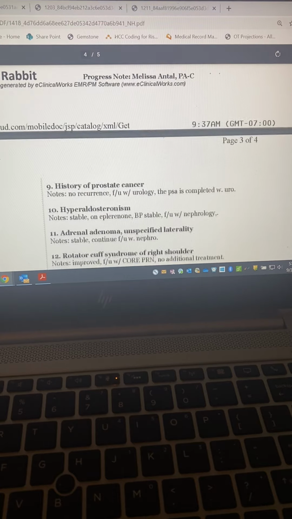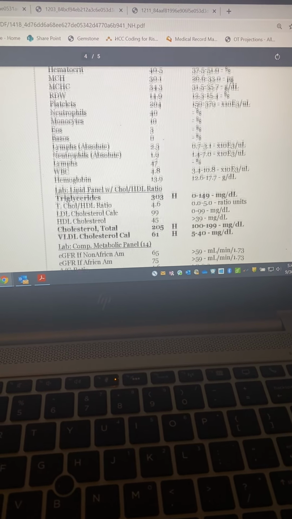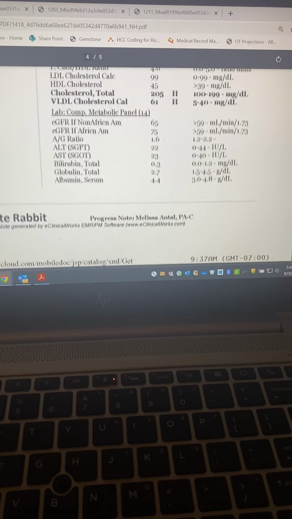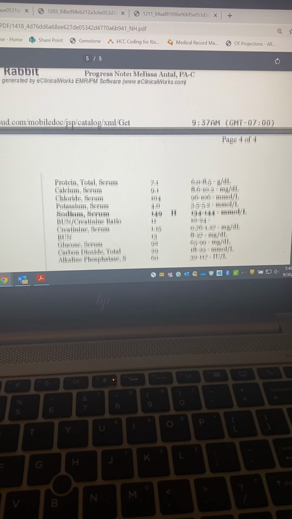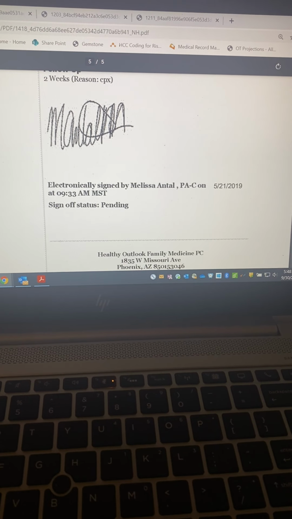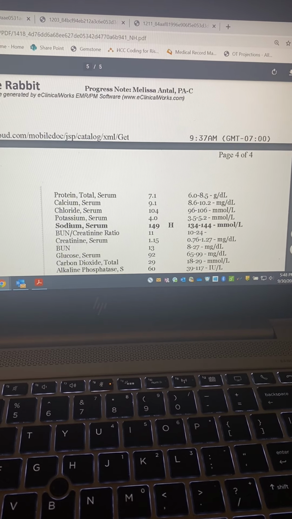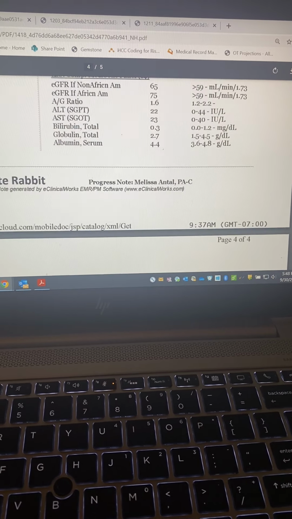Okay. Here it is as we're ending the chart. So basically these are just labs and things like that. You had your complete blood count. You did your protein, your calcium. They're just checking all of these things.